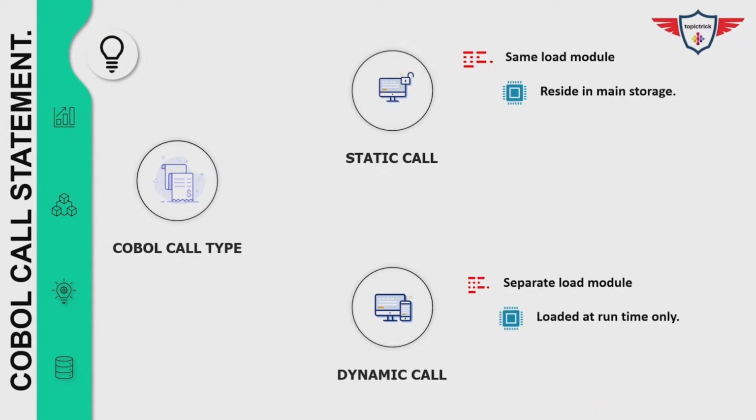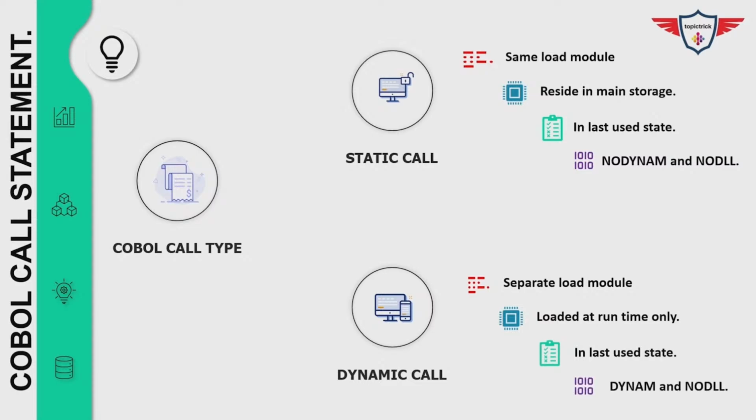And whenever you have subsequent execution of CALL statements, whether it is a static call or a dynamic call, the called program will always be in the last-used state. But if you specify the INITIAL attribute in the called program, then the program will always be in the initial state each time the called program is called within a run unit. And the last point is the compiler option used to compile the program: it is NODYNAM and NODLL for static calls, and for dynamic calls it would be DYNAM and NODLL.